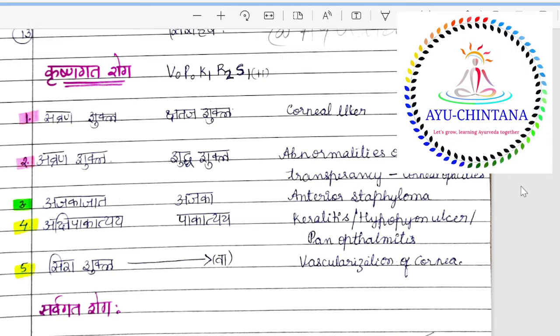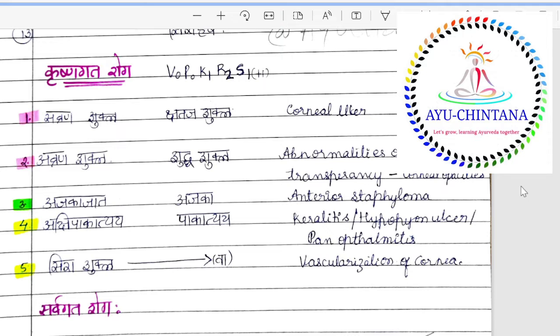So the first thing we have done. Then, in which doshas do they come under? Dosha classification we have to do now. Savrana Shukla and Avrana Shukla are both Raktaja Vyadhi. Keeping the clue, Vrana: what is the important thing that happens in Vrana? It is related to Rakta. Right? Any Vrana is related to Rakta. So keep in mind, Savrana Shukla and Avrana Shukla are both Krishnagata Roga and they are Raktaja Vyadhi.